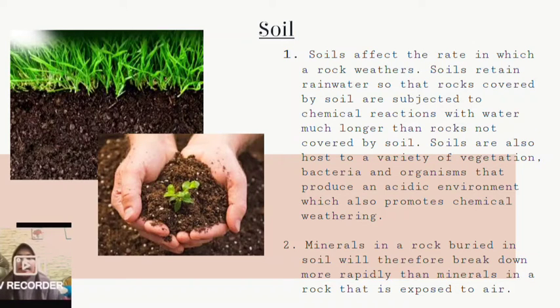Next, the factor is soil. Soils can affect the rate at which rock weathers. Soils retain rainwater so that rocks covered by soil are subjected to chemical reaction with water longer than rock not covered by soil. Soils are also host to a variety of vegetation, bacteria and organisms that produce an acidic environment, which also promotes chemical weathering.